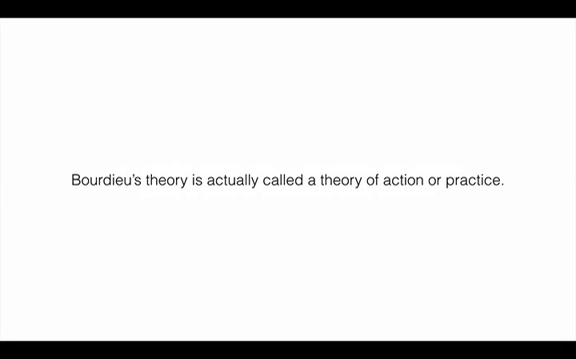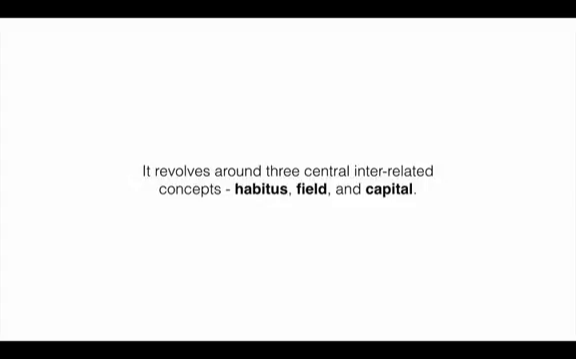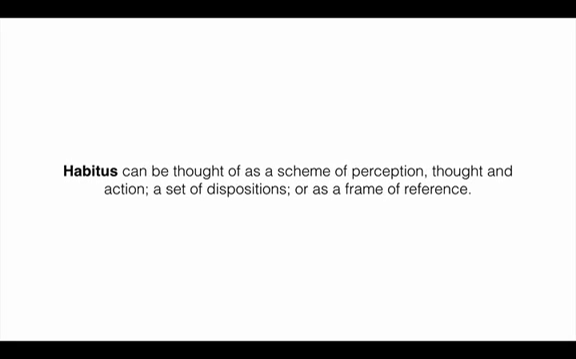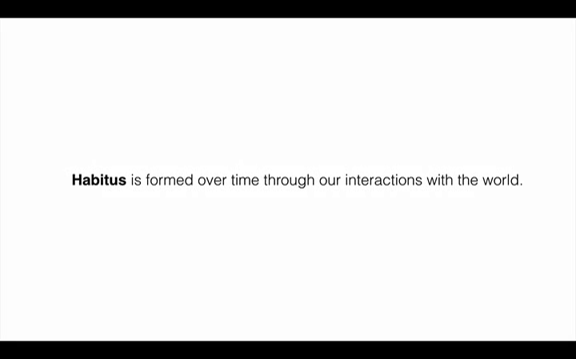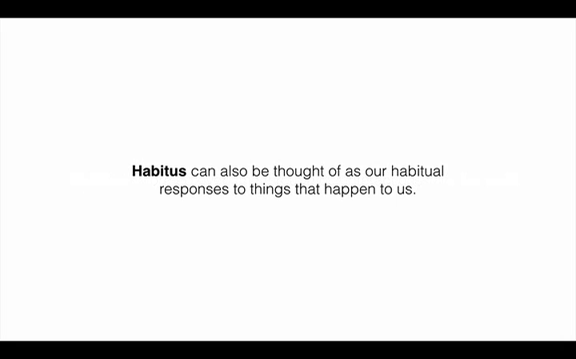Bourdieu's theory is actually called a theory of action or practice. It revolves around three central interrelated concepts: habitus, field, and capital. Habitus can be thought of as a scheme of perception, thought, and action, a set of dispositions or a frame of reference. Habitus is formed over time through our interactions with the world. Habitus can also be thought of as habitual responses to things that happen to us.